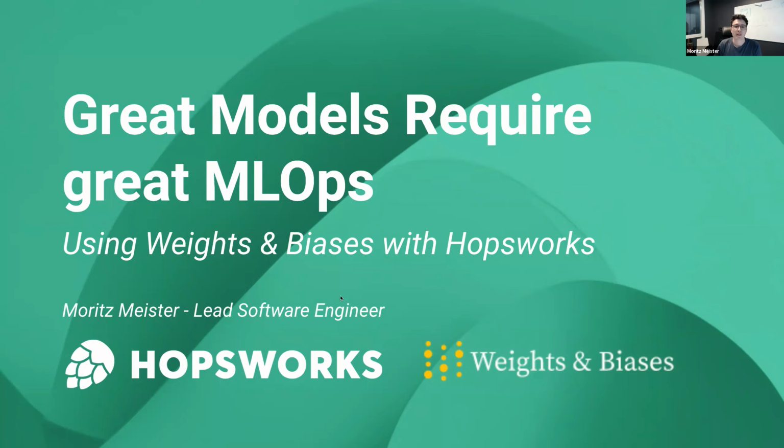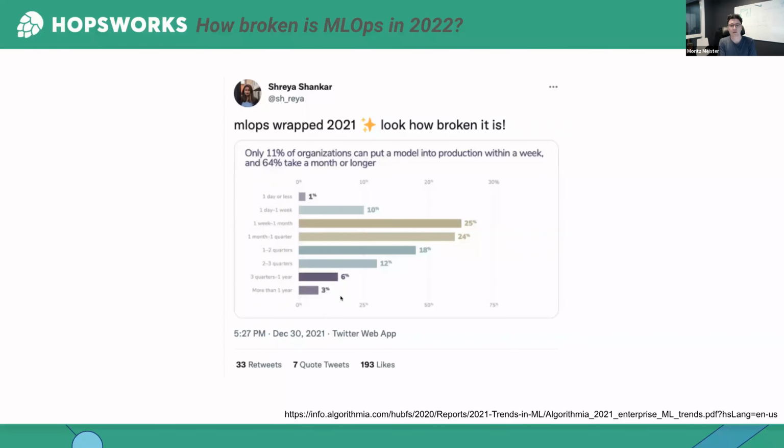So let's take a step back. I found the results of a survey on how broken MLOps is. If you look at this diagram, you will see that in this survey, what Algorithmia found is that about 64% of all companies take a month or longer to put a model into production. So even if you have great ML development tools like Weights & Biases, you also need to be able to deploy those models, right? To actually harvest the value of those models in your business.